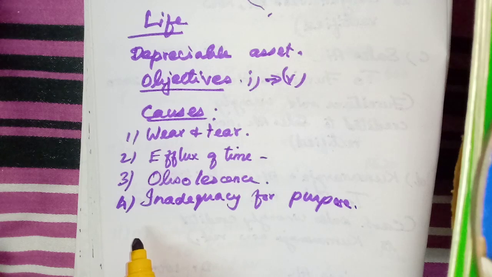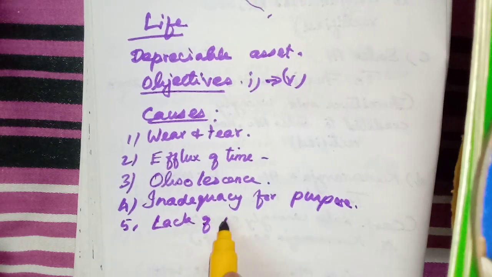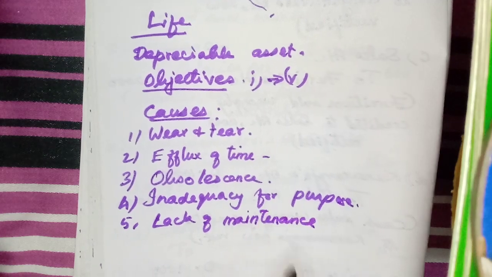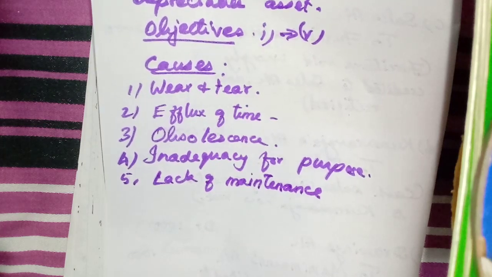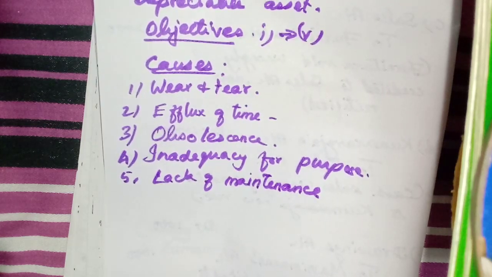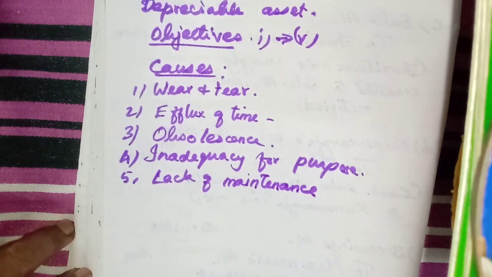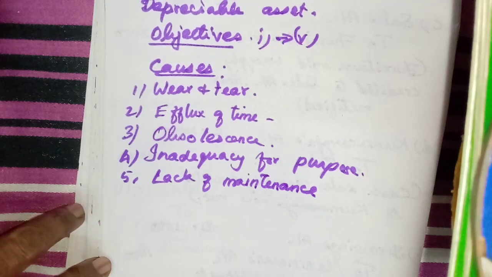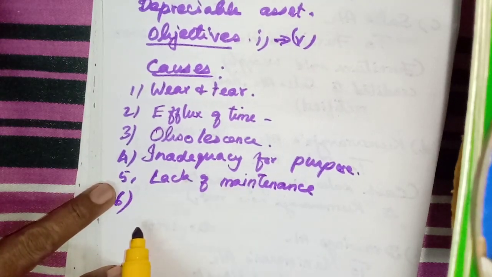Then another one, lack of maintenance. If we do not give proper maintenance and repairs to some assets, the life of the asset will get reduced because we have not given proper maintenance. But if proper maintenance is given, then we can use that particular asset for a long period. Okay, so if there is lack of maintenance, the depreciation will get increased.